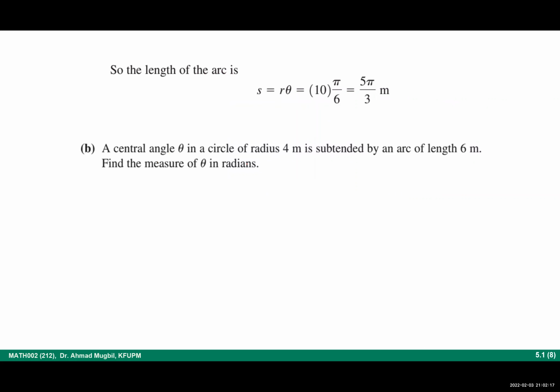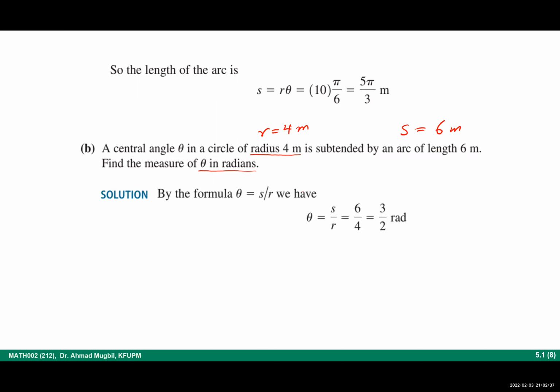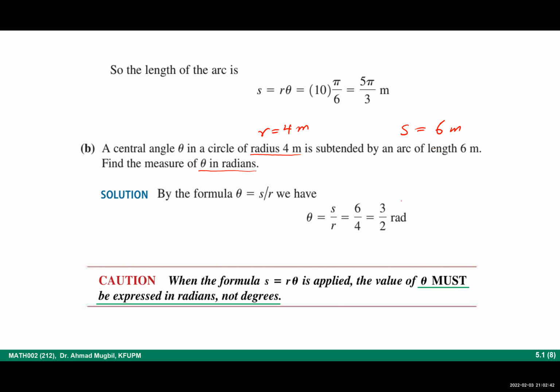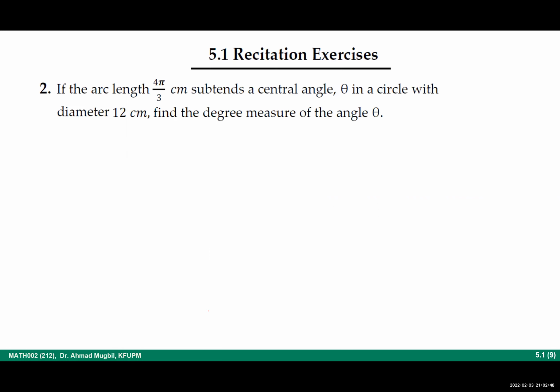We have another example here about the central angle theta in a circle with radius 4 centimeters. We have R equal to 4. So it's subtended by an arc. So we have S here, length is 6 meters. Again, be careful about the units. Find the measure of theta in radians. Of course, theta will be what? S over R. So it will be 6 over 4. It is 3 over 2 radian. Whenever this formula is applied, the value of theta must be in radians, not degrees. But you may have it in degrees at the end after converting. Like here, look, we have here S is 4 pi centimeter.